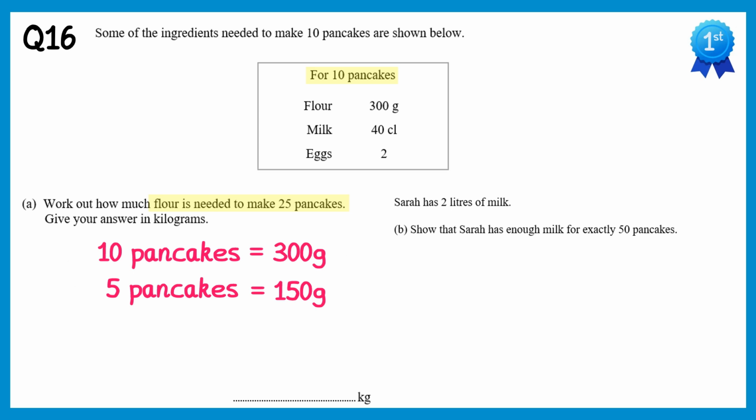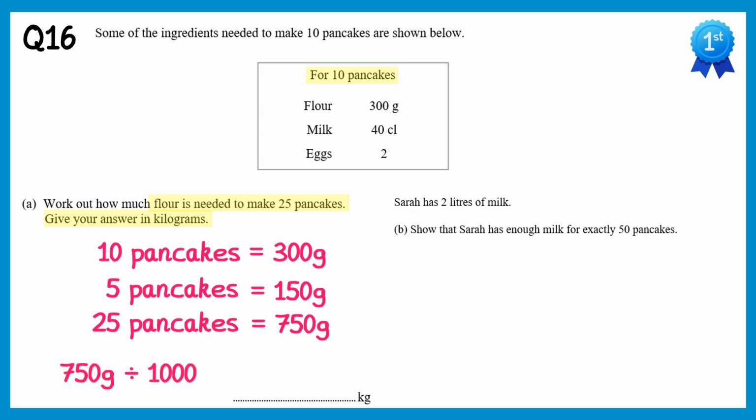We can now multiply this by 5 to get to 25 pancakes. 5 times 5 is 25, and 150 times 5 is 750 grams. So 25 pancakes require 750 grams. In the question though, it asks for your answer in kilograms. There are 1,000 grams in a kilogram, so we do 750 divided by 1,000, which is 0.75 kilograms.